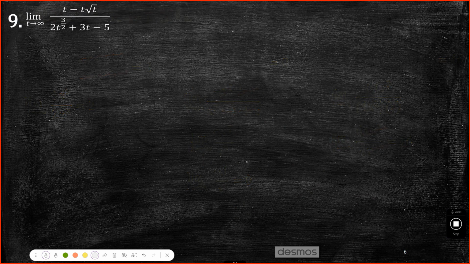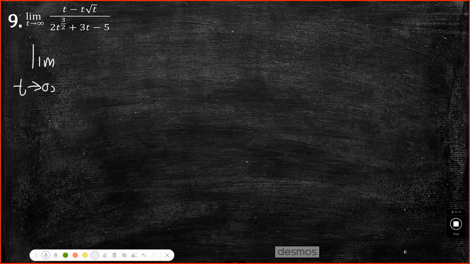Problem number 9. Limit as t approaches infinity of this function. Well, we have to figure out which one is the higher power here on top. So let's rewrite this as limit as t approaches infinity.